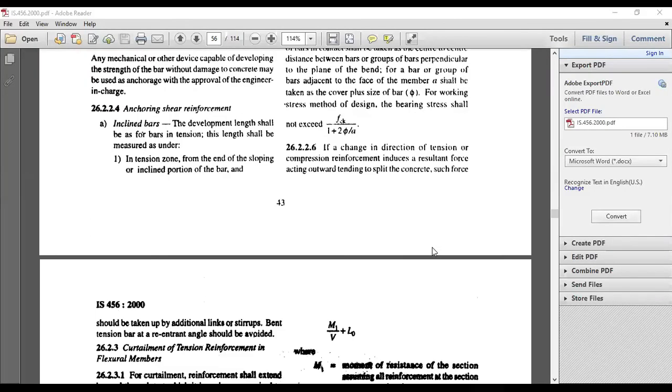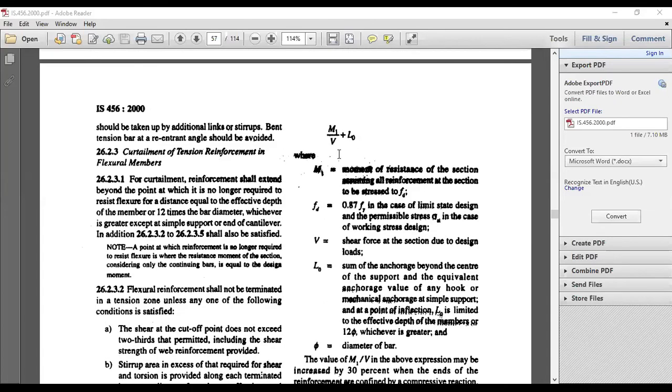So that formula may be somewhere here. This is the formula. The formula is given: M1 upon V plus L0. So we have taken here 1.3 M1 upon VU plus L0, where VU is the shear force. We are not using the notation for shear force as V, it is VU.